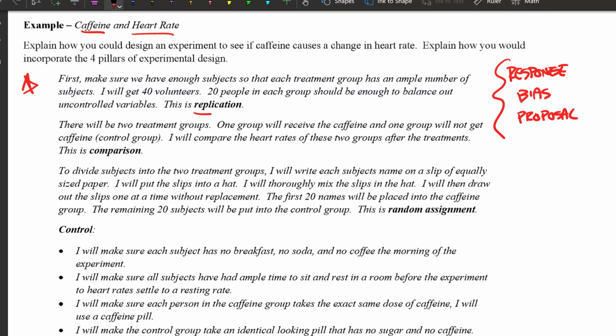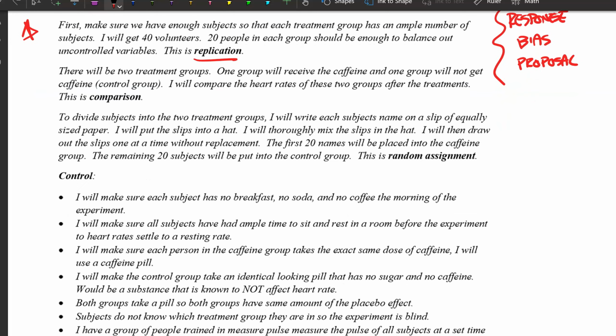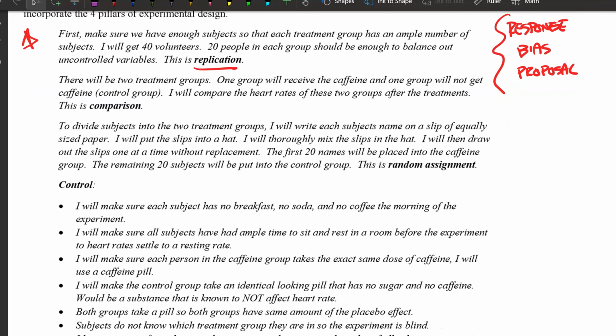So first, replication. First, I would make sure that we have enough subjects so that each treatment group has an ample number of subjects. I will get 40 volunteers. 20 people in each group should be enough to balance out all of the uncontrolled variables: gender, body type, size, metabolism, ethnicity, whatever things I can't control.